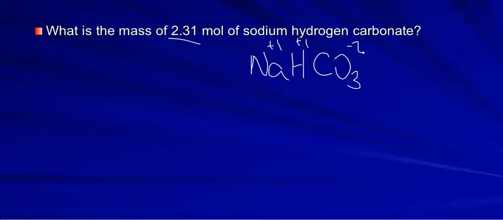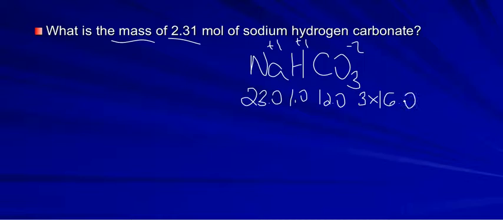I need the molar mass of sodium hydrogen carbonate because I want to find the mass in grams of 2.31 moles. And you can get the molar mass in your calculator. Sodium is 23.0, hydrogen is 1.0, carbon is 12.0, and I've got 3 oxygen, so that's 3 times 16.0. But again, you can do all of that in your calculator to get the molar mass. So the molar mass of this compound, when I add those together, is 84 grams per mole.